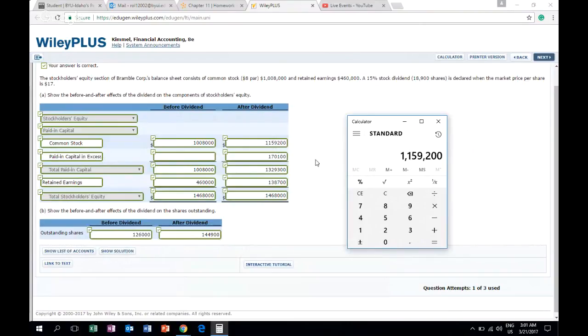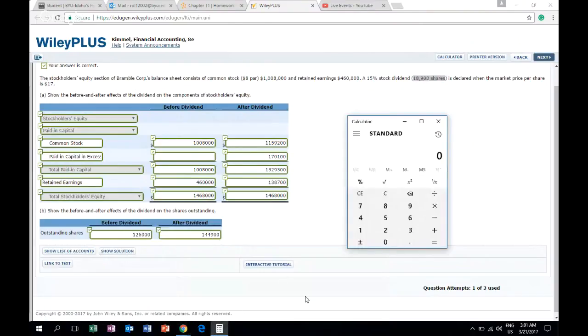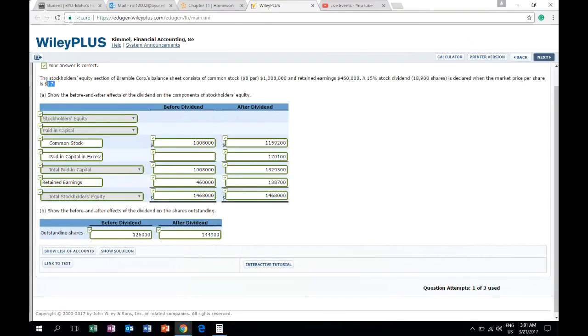Now, the paid in capital in excess is before the dividend, it's zero, it's nothing. And after the dividend, if I clear this, you take this number, 18,900, and in order to find the excess, you want to take the $17, which is the market price when the dividend happened, and subtract from it the 8, which I don't need the calculator for, it's just 9.